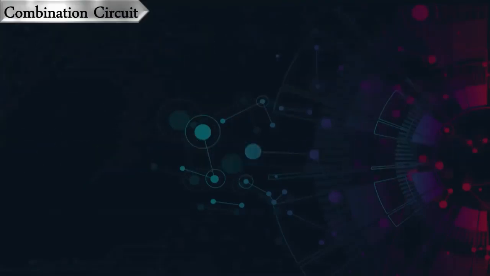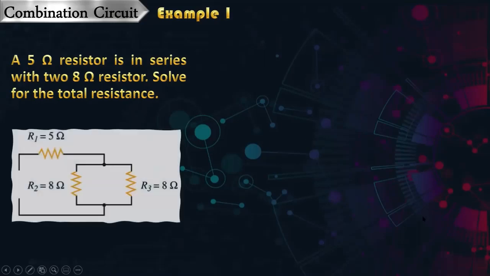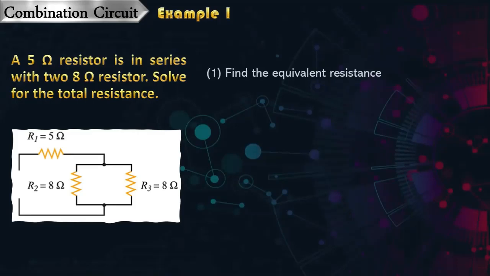Let's have an example. A 5 ohms resistor is in series with two 8 ohms resistors. Solve for the total resistance. Now, this is the illustration. Based on the illustration, we can make this circuit into series by just getting the equivalent resistance of R2 and R3. To get that, let's assume the given is a parallel circuit.